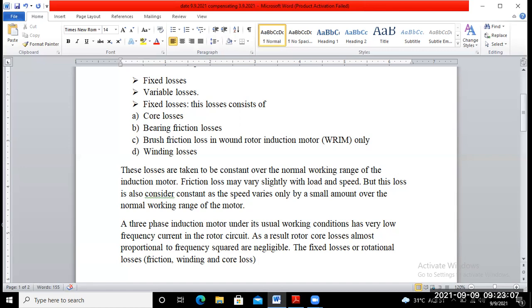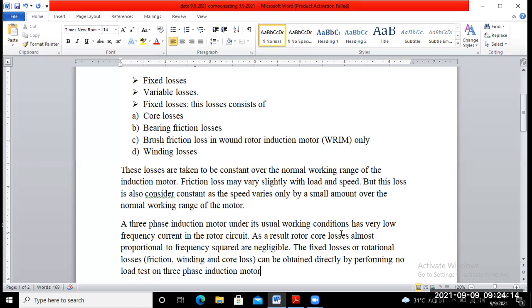Okay. Can be obtained directly by performing a no load test on the three-phase induction motor.